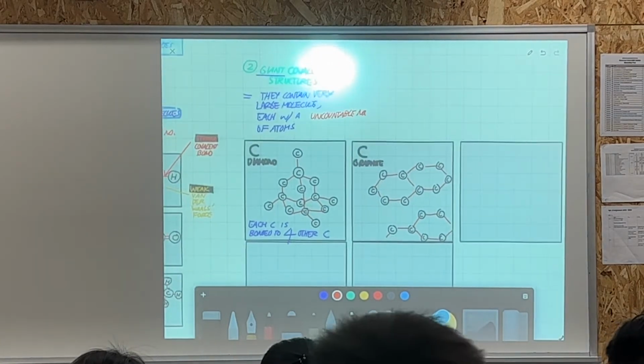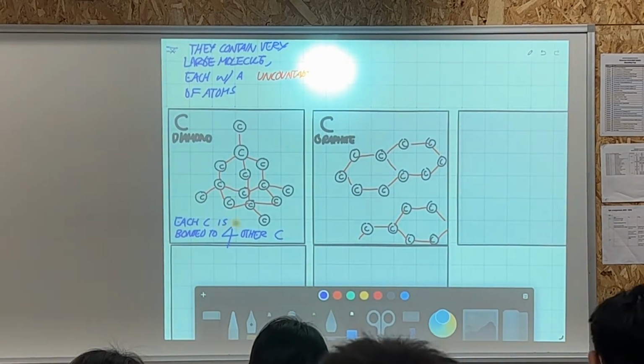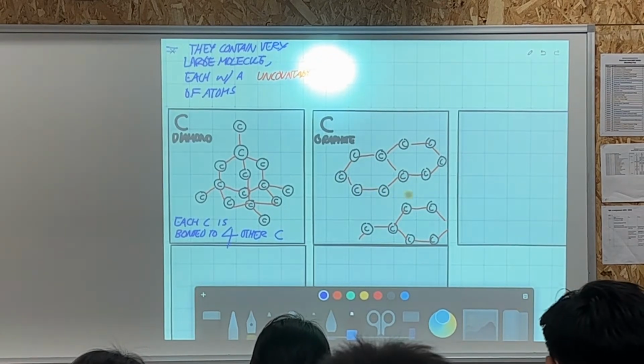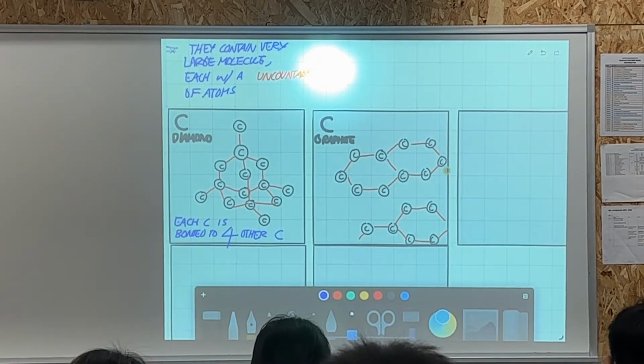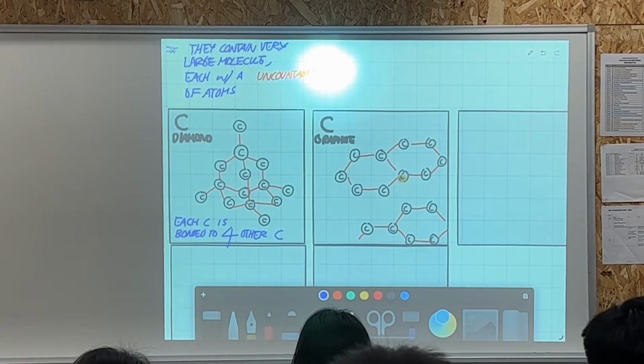In graphite, and most importantly, in diamond, each carbon you see is bonded to 4 other carbons. But in graphite, how many other carbons is each carbon bonded to? Don't look at those at the edge because I haven't drawn the complete structure here. We can only focus on these ones. So how many? 3. Yeah.